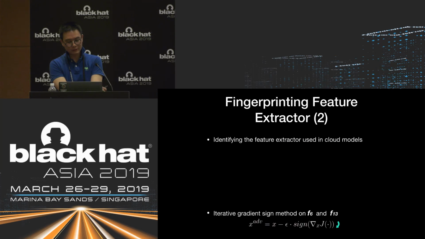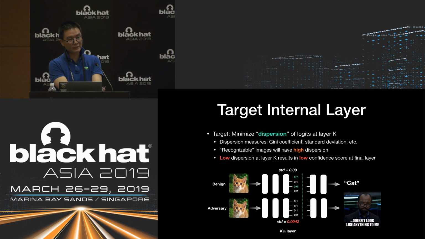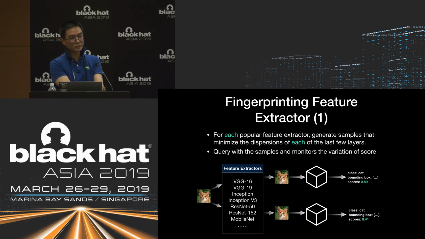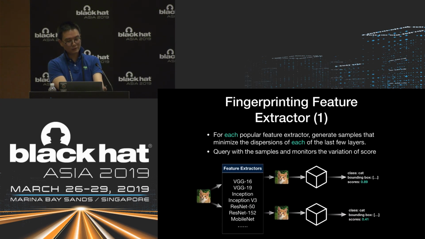So basically, you have this, right? So here we explain the idea of how we can create such an image. Now we want to find which architecture is being used by the cloud models. So you have a number of architectures out there that are publicly available, right? So for each of those, we can use the same method we introduced here to create an input, right? So suppose there are 14 different feature extractors here, then we can have 14 different inputs.